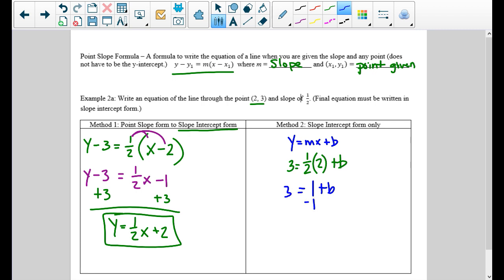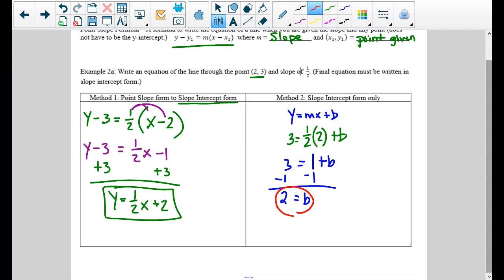Get b by itself. So we're going to subtract 1 on both sides. So 2 equals my b. Now I need to take that b that I solved for, plug it back into my equation to get my final slope-intercept form equation. So y equals 1/2 x, b value is 2, so plus 2.